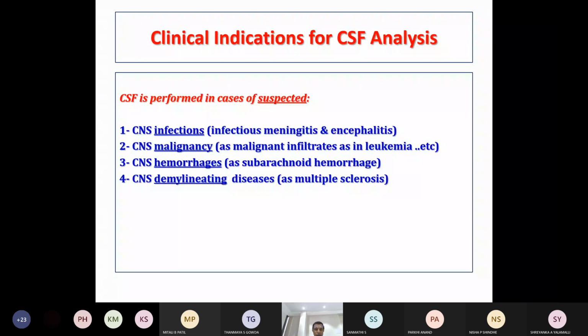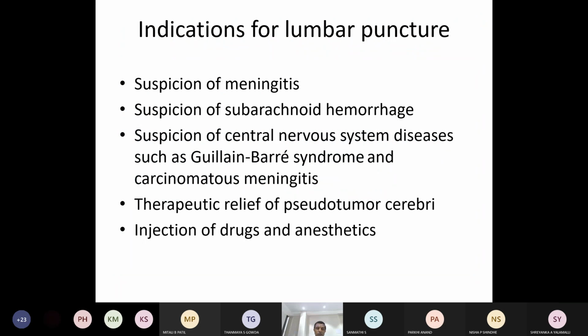Clinical indications: as I already told you, CSF analysis is performed in suspected cases, mainly CNS infections, meningitis and encephalitis, and even malignancies, immune disease, multiple sclerosis, etc. You can see that. Indications for the lumbar puncture.